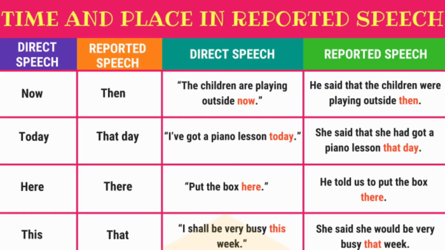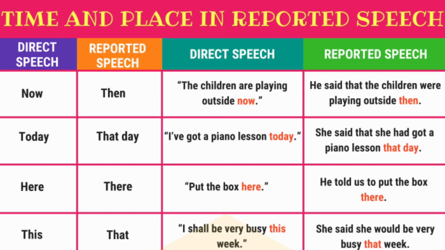Now let's try to understand more deeply through these example sentences. Here we can see now is given. In reported speech, it will become then. Let's see the direct speech. The children are playing outside now. In reported speech, the sentence will be like this. He said that the children were playing outside then. Today will become that day. I've got a piano lesson today. She said that she had got a piano lesson that day.